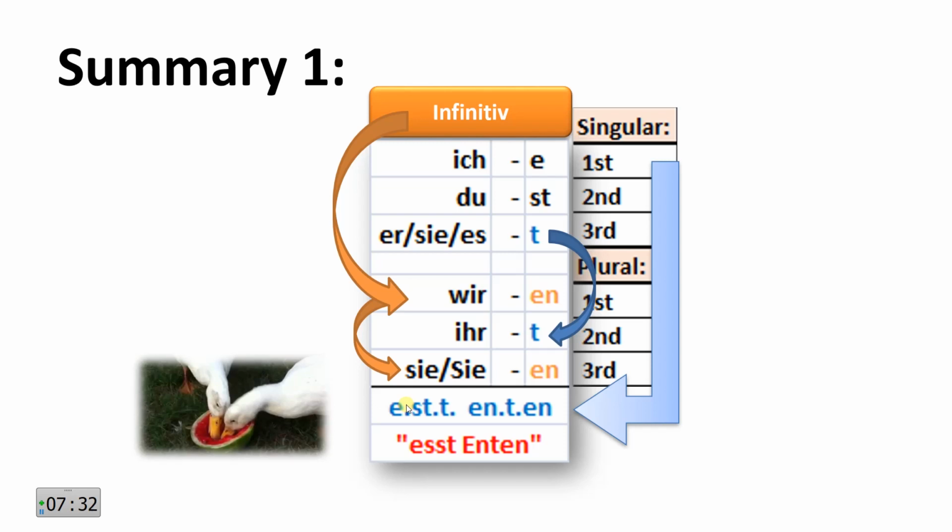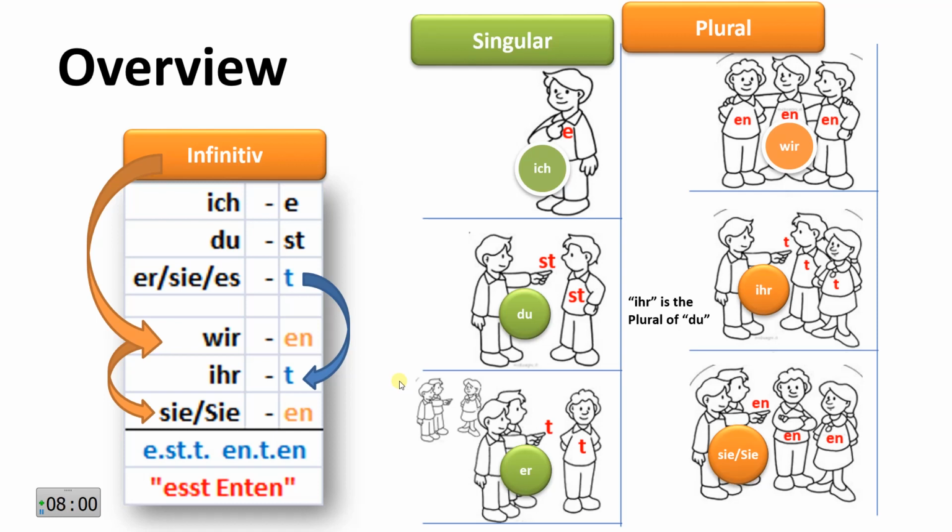So the first summary, which is valid for about 95% of the 4,000 verbs that we have in German language. Est enten, as you know, third person singular, identical to second person plural. The infinitive is the same word as first plural and third plural. So this might help you if you would like to take a screenshot of that to memorize and learn these basic conjugation rules for regular verbs.